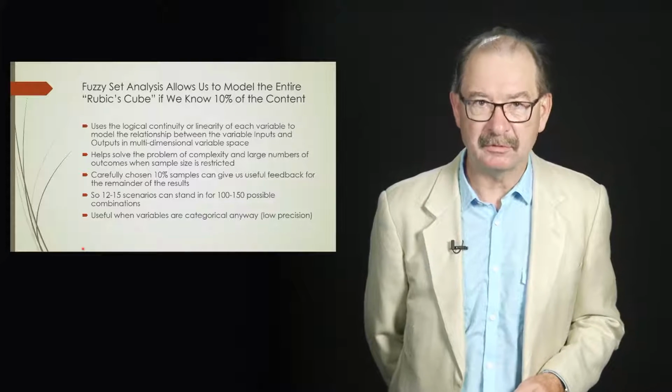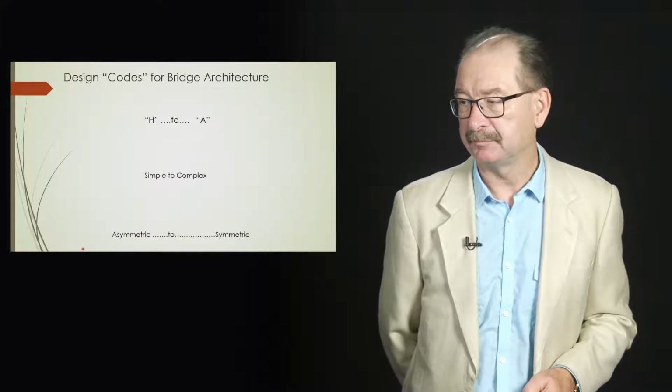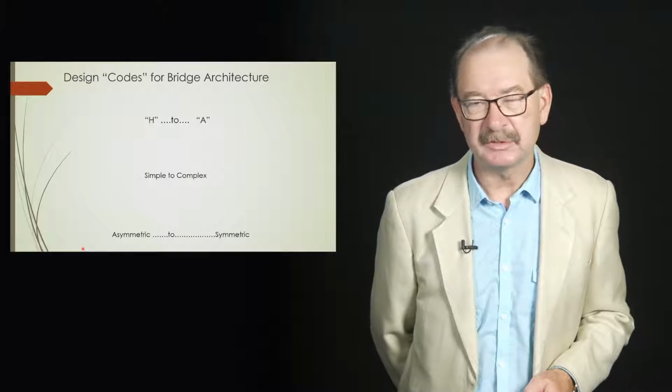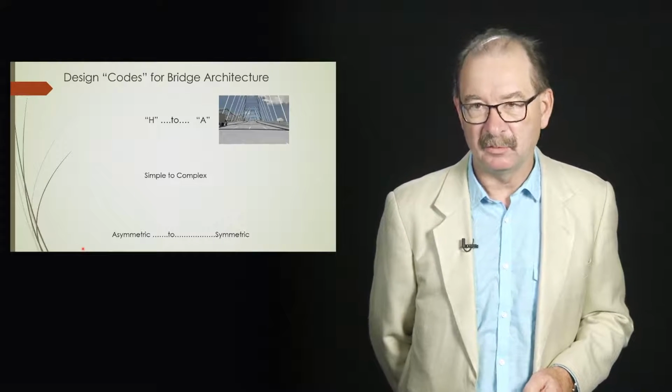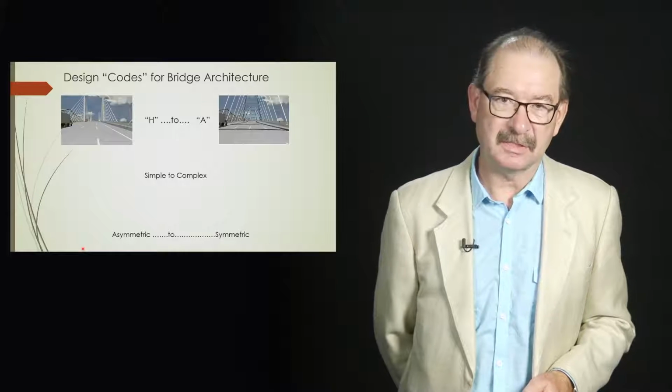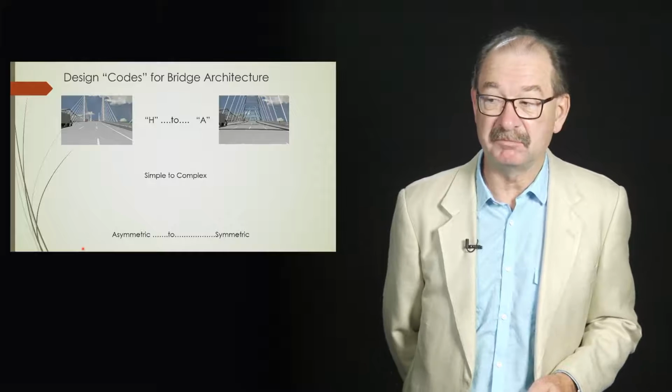So there are some boundary conditions for how you use this, and you'll see this as we go through the examples. Again, a review: we talked about how you could use these design codes for bridge architecture, and how with the bridge architects we designed, one factor was just the shape of the superstructure, and so we just named it.